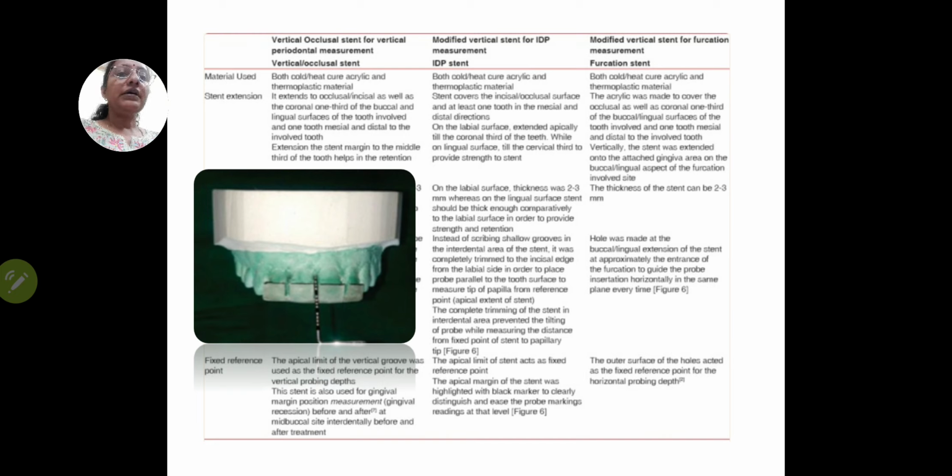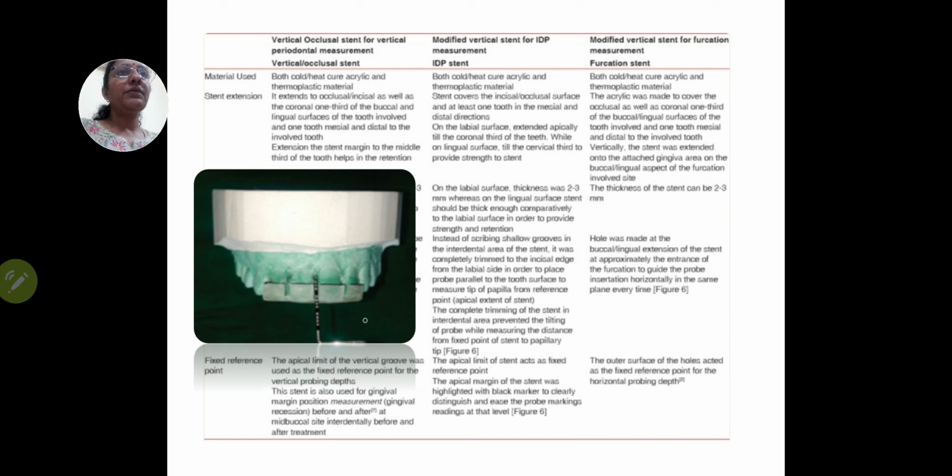This is the interdental papillary measurement. Here we have modified it. On the labial surface, thickness was 2 to 3 mm, whereas the lingual surface of the stent should be comparatively thicker than the labial surface in order to provide strength and retention. Instead of shallow grooves in the interdental area of the stent, it was completely trimmed off to the incisal edge from the labial side in order to place the probe parallel to the tooth surface to measure the tip of the papilla from the reference point.